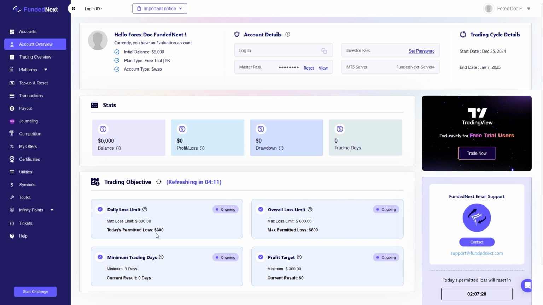After every trade, you will see different numbers here, depending on whether you win or lose, and you will see maximum permitted loss, today's loss, current trading days, and also your profit target. Here you will also be able to find all the statistics once you start trading.